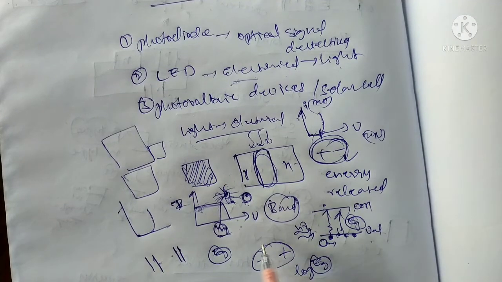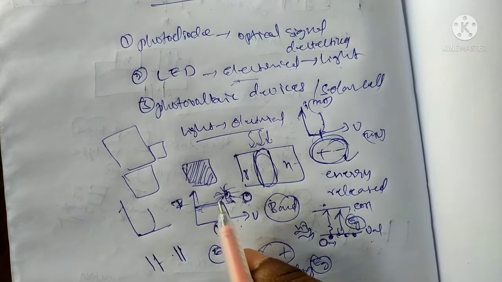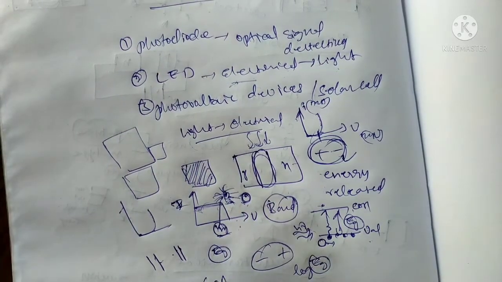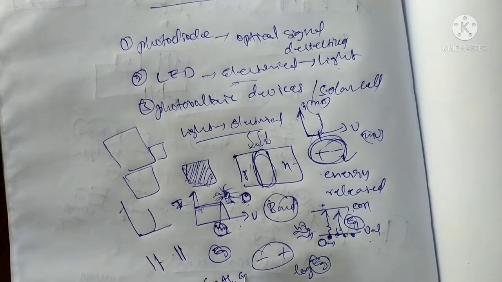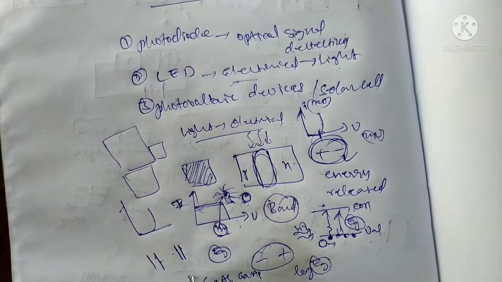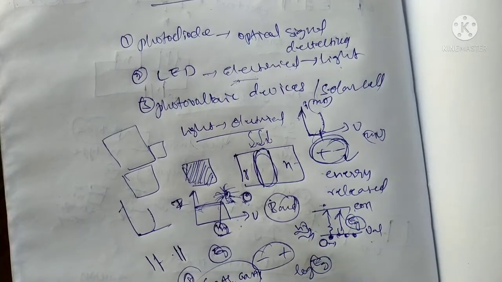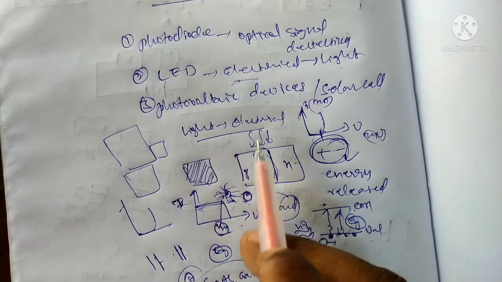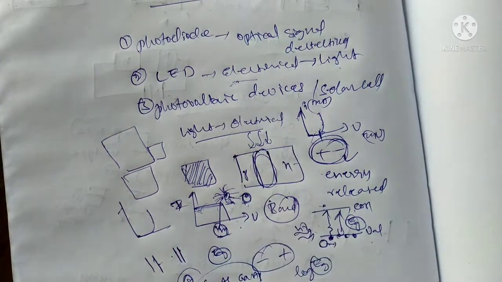Low band gap materials are used in the LED and solar cell. Examples are gallium arsenide phosphide, gallium arsenide, or silicon. These are the best examples of LED and solar cell materials.